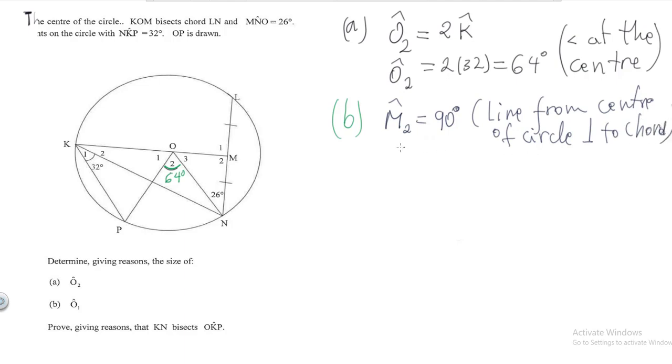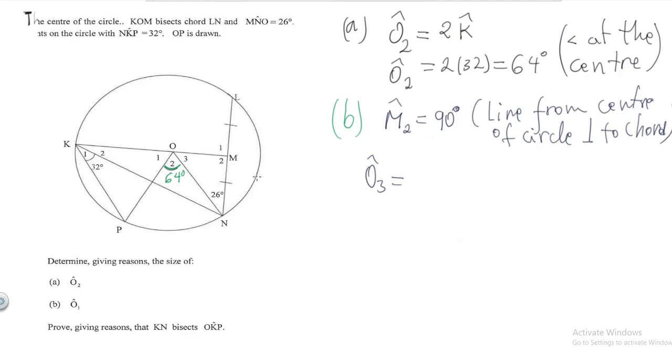It's perpendicular to the chord. Okay, so now once we have a 90 degrees, so here we have a 26 degrees, so O3 will be equal to, because the sum of the angle in a triangle is equal to what? 180.